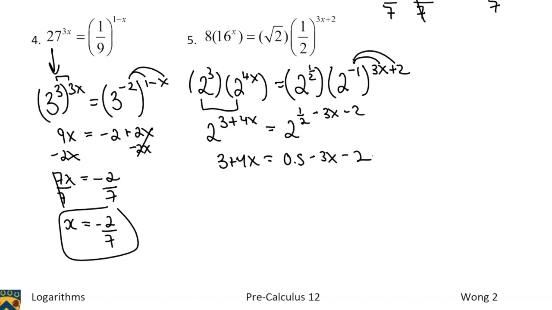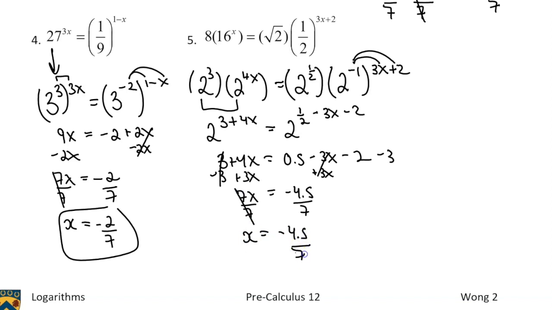So let's add 3x onto the left side. We get 7x. And let's subtract 3 from the right side, and we would get 1/2 minus 2 minus 3, which would be negative 4.5. And then if we divide by 7, x is going to equal negative 4.5 over 7.